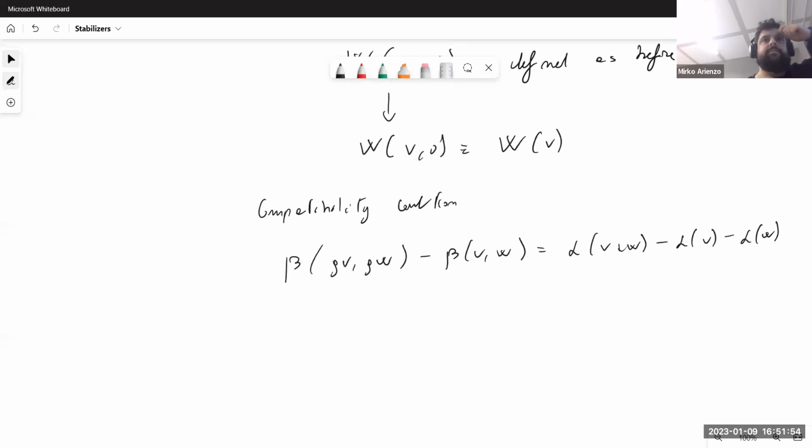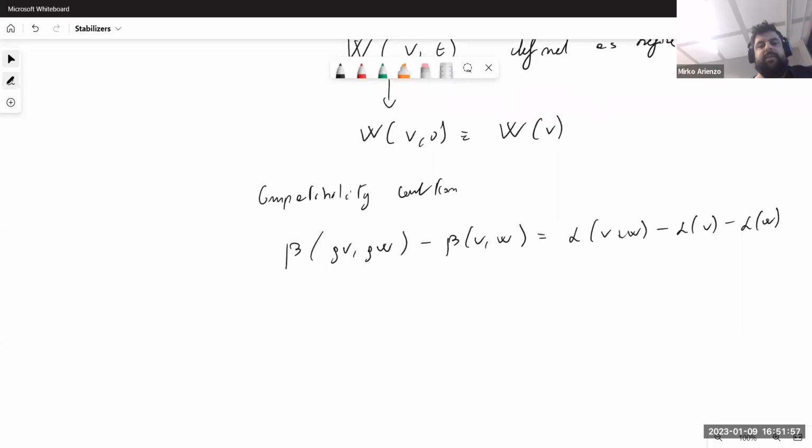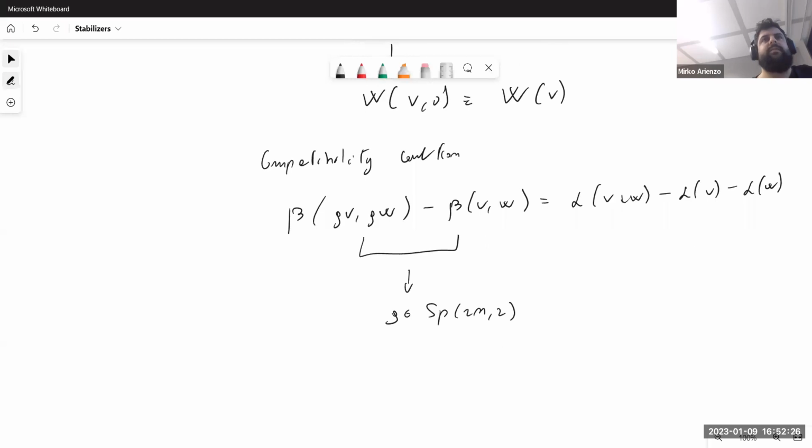But from this condition here, one can prove that G still must be symplectic. And this function alpha can at least be fixed on a basis, because it's not unique. So that's, I think, kind of one and a half meetings before. If there are any questions. Otherwise, I go.